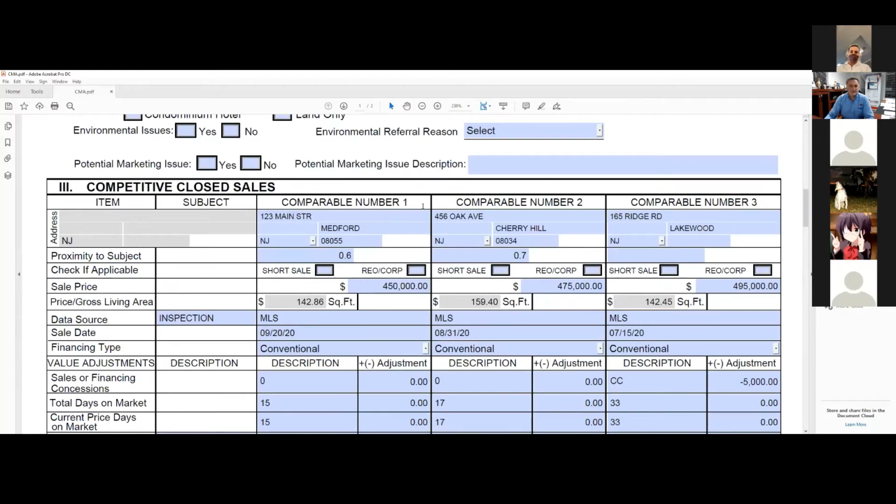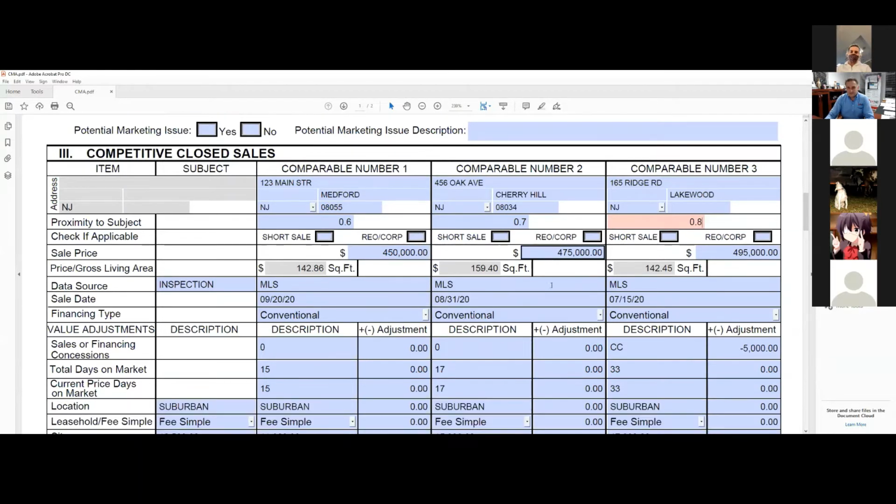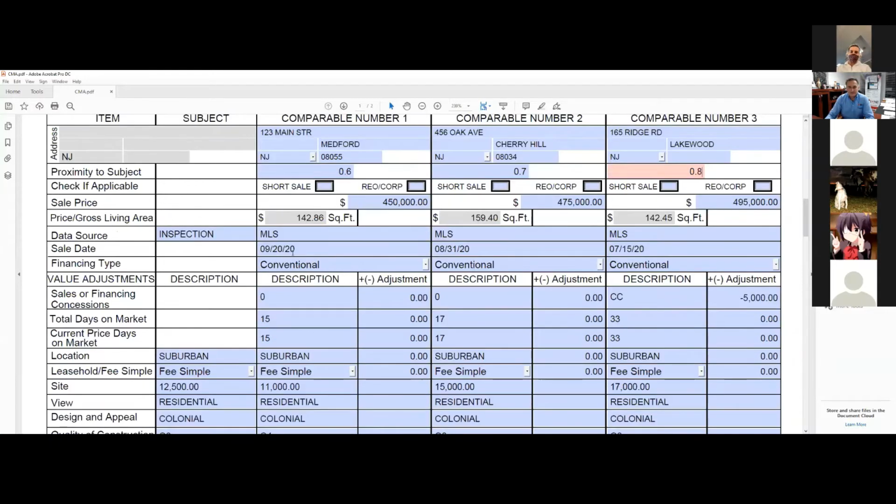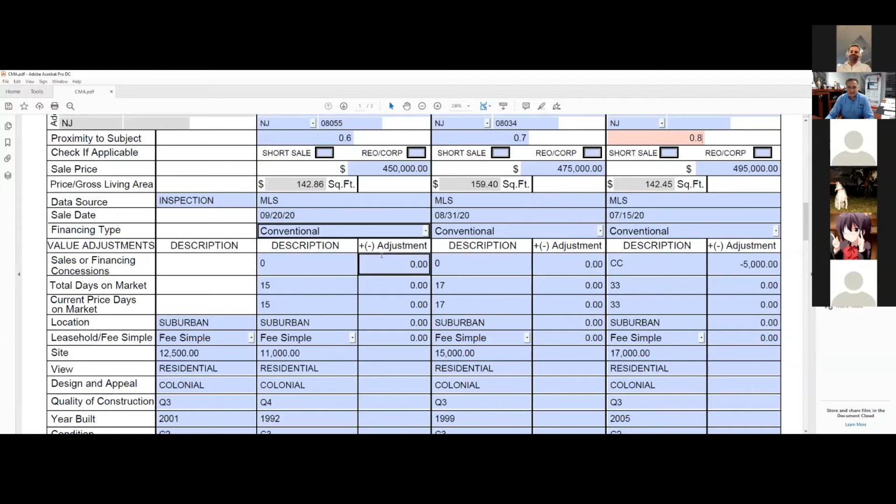So here we go. 123 Main Street, and this is an example. 456 Oak Avenue, Cherry Hill, 165 Ridge Road, Lakewood. You have to mark how far the properties are, and whether they are short sales or REOs. And here are the sale prices: $450,000, $475,000, $495,000, and what type of mortgage they had.